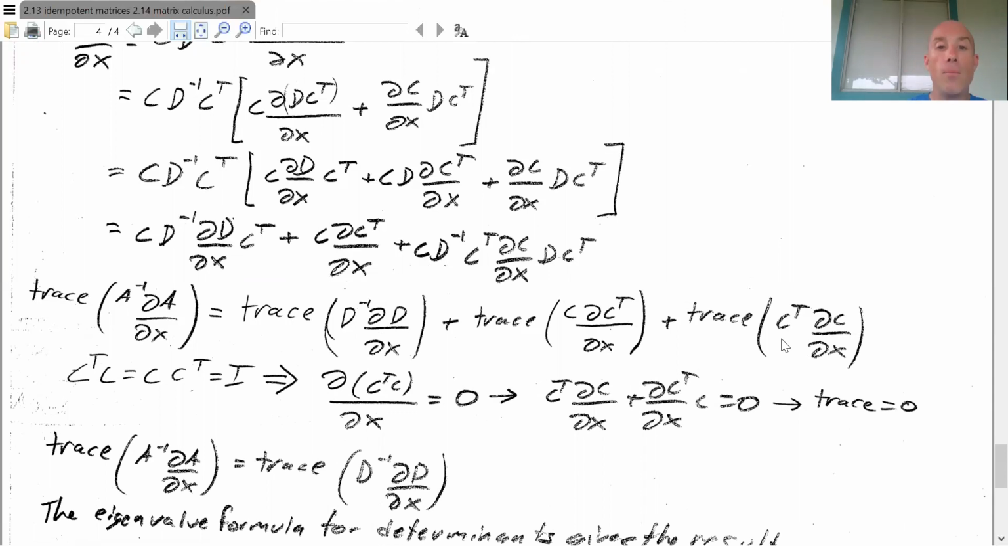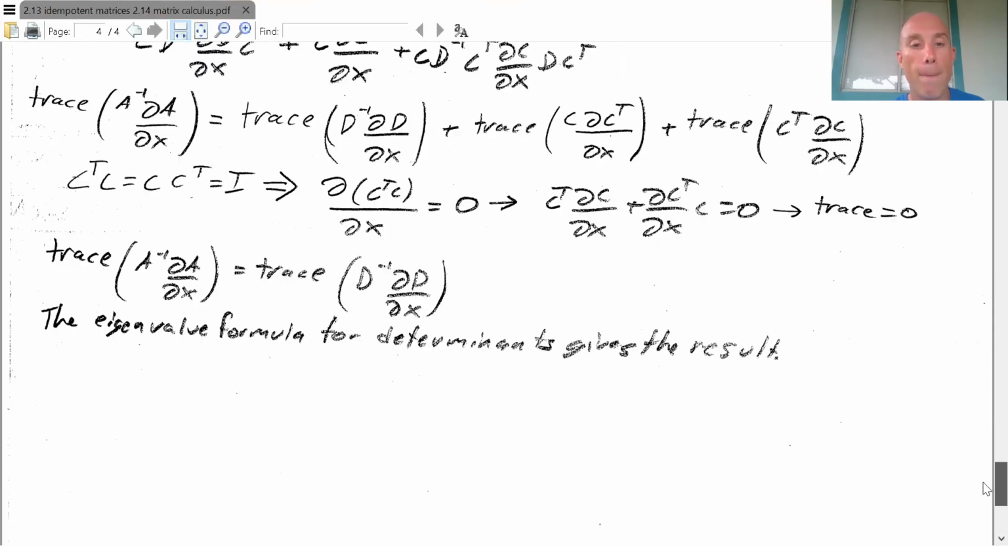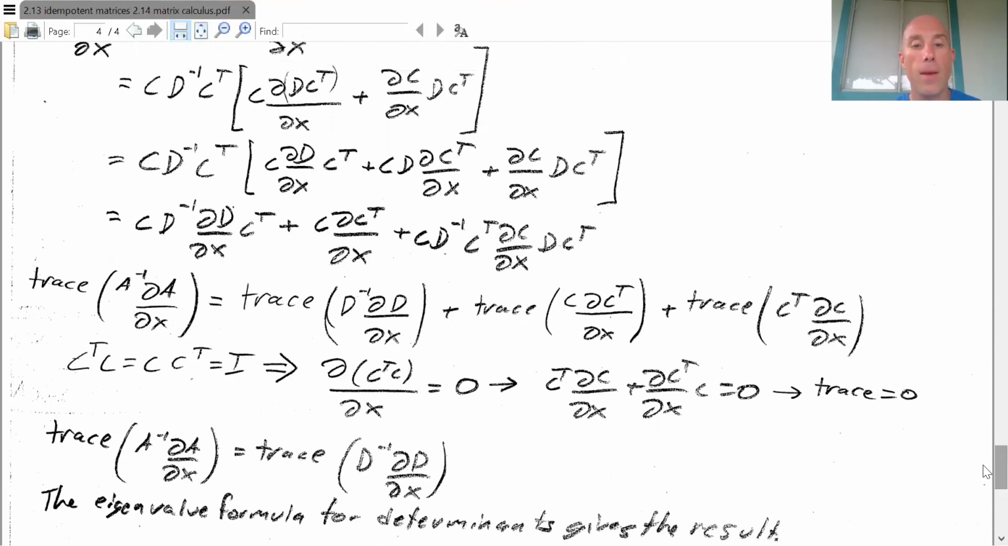Okay, so now, if I recognize that this is like the output of a product rule, well, I remember that the original product is going to give me the identity matrix. The derivative of the identity is 0. Therefore, I just get the rest of the way. And boom, we got it using the formula for determinants with eigenvalues.